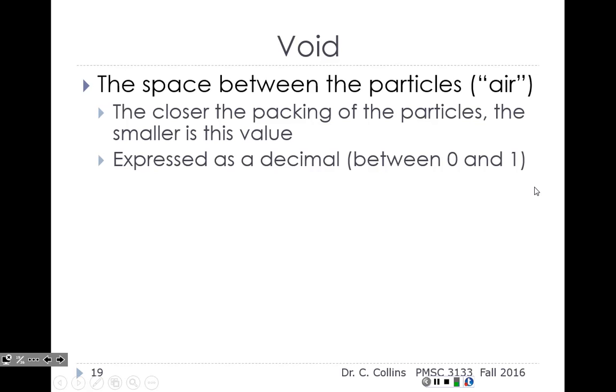The void is the space between the particles or the air. I know sometimes in the middle of the night you're studying something, you think it's that space between your ears. It's not. So don't think that. You don't have a void up there.